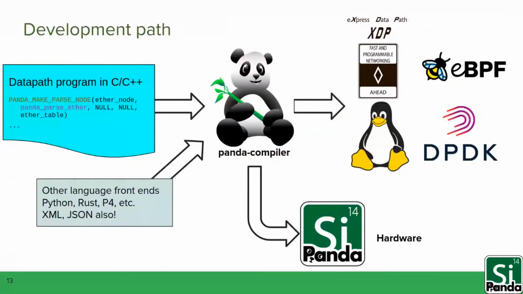The development path for making a PANDA parser program is pretty simple. So the user writes a data path program in C or C++. Again, in C, this can be done as a sequence of macros that create a fairly small program that has a lot of power. As I mentioned, other front ends could be used. So we could create a parser out of Python, Rust, P4 with the right implementation.